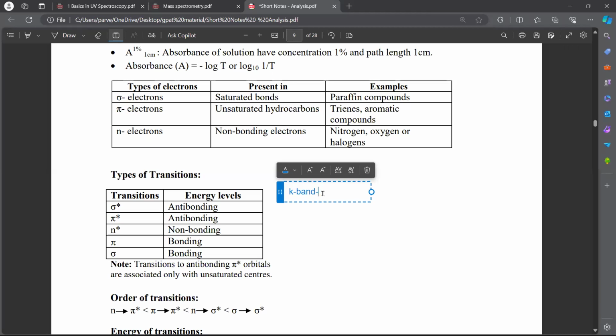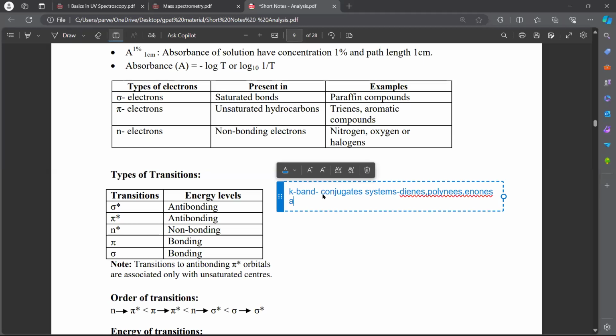Conjugate, right? So K band mainly occurs in conjugated systems, like dienes, polyenes, enones, and aromatic compounds. The K bands fall under the category of allowed transitions.